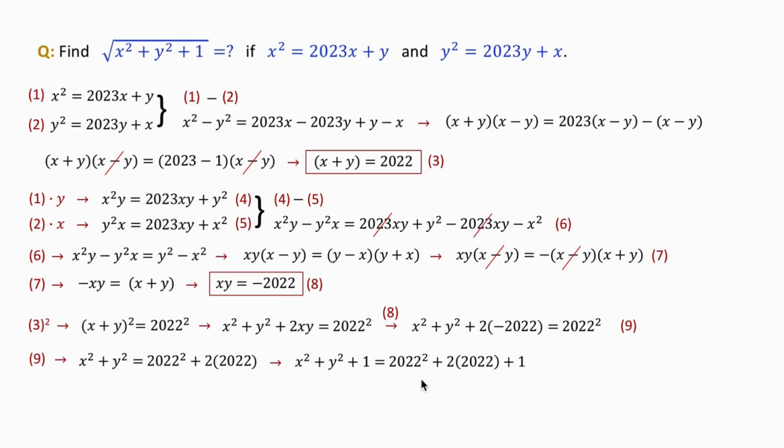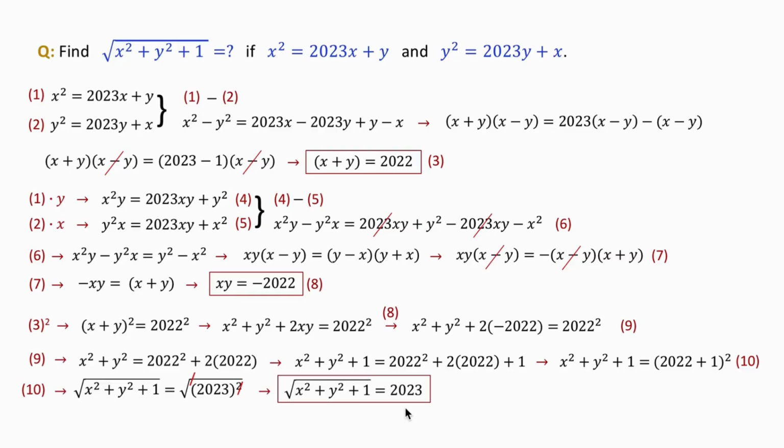We just need to calculate the square root of both sides. But before that, the right side of this equation is 2022 plus 1 to the power of 2. Now the right side is 2023 to the power of 2. We can take the square root of both sides of this equation. On the right side, the square root is cancelled out by exponent 2. As a result, the answer is 2023 and the problem is solved.